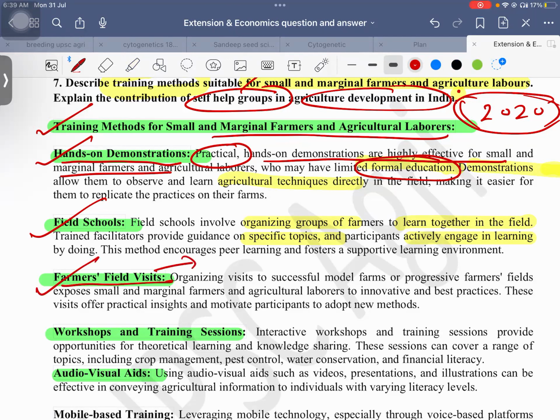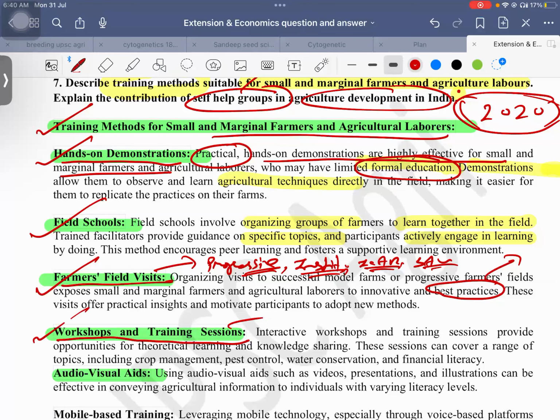It is an exposure visit. We visit some progressive farmers who are doing something new, or we visit some institutes, like some ICAR institutes or some state agriculture university. We share the best practices with them in the field only. Another is workshop and training sessions, like in KVKs, we do that.